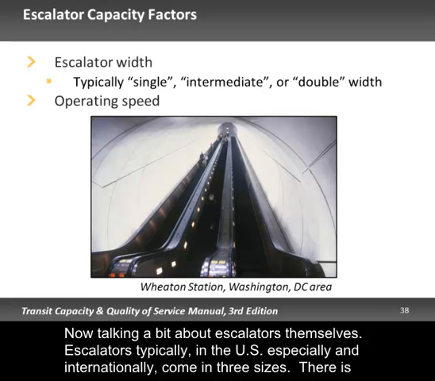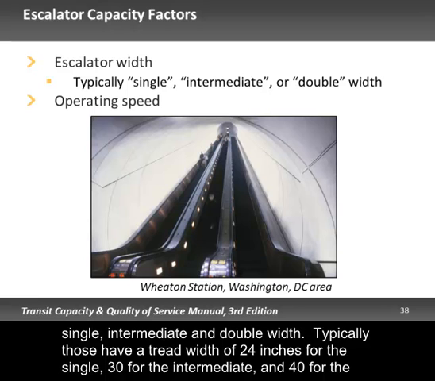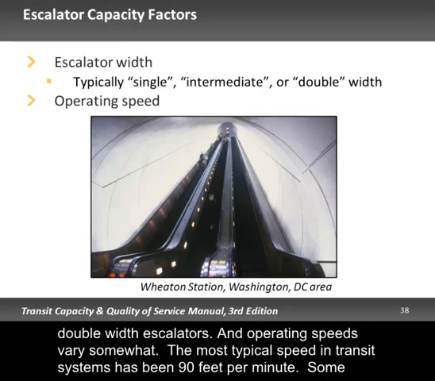Now talking a bit about escalators themselves. Escalators typically in the US especially and internationally come in three sizes. There is single, intermediate, and double width. Typically those have a tread width of 24 inches for the single, 30 for the intermediate, and 40 for the double width escalators.